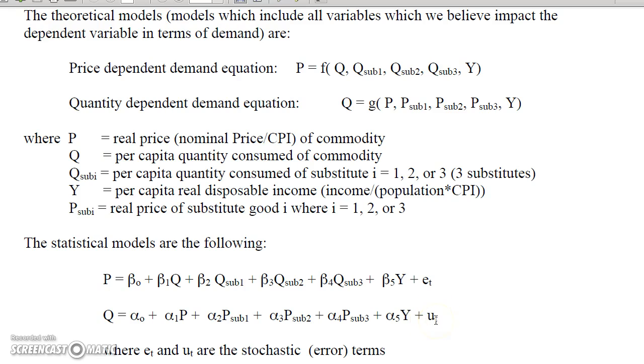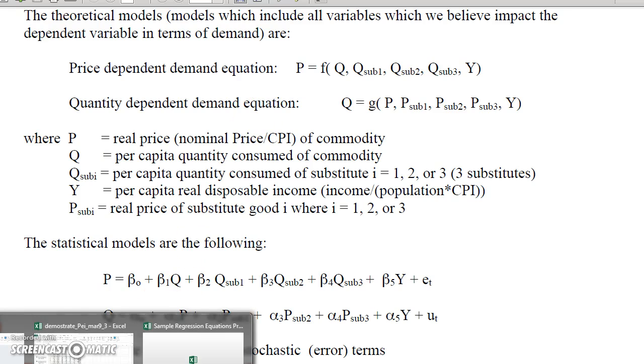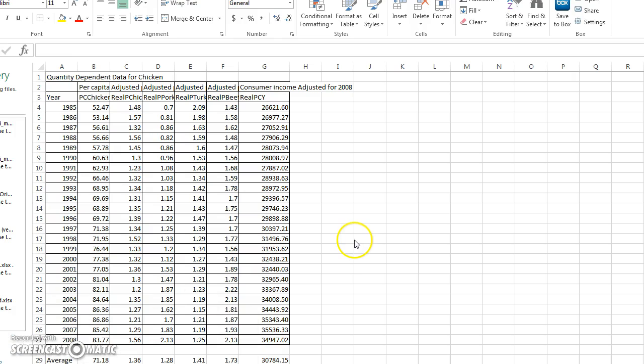U t is an error term. That's a stochastic error term. So that's the statistical model format that we are going to estimate. Okay, so that's the background of this quantity-dependent demand equation. And let's open our Excel and see how we estimate this equation using regression in Excel.